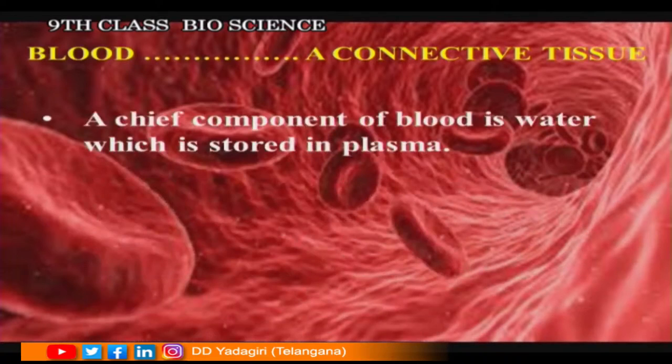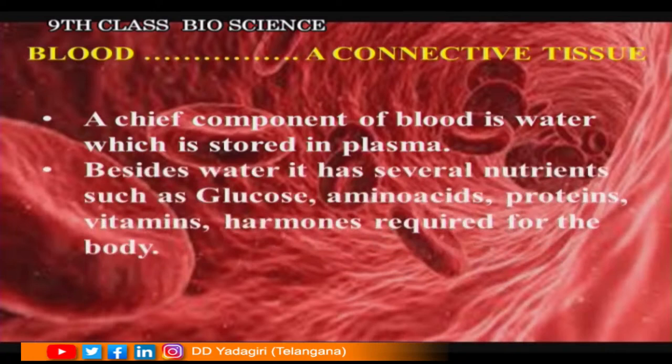So, what is the chief component of blood? Blood is liquid, so the chief component of blood is water. Where is it present? Water is present in the plasma. Besides water, it has several nutrients which are very important for our body. What are the nutrients? Like glucose, amino acids, proteins, vitamins, hormones. These are all required for our body.